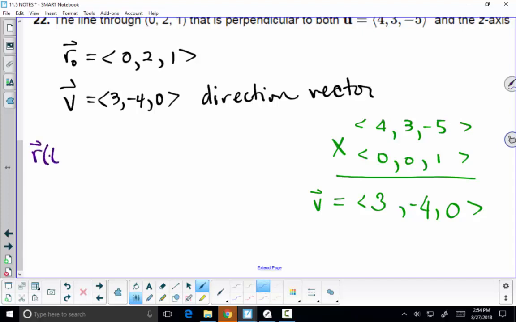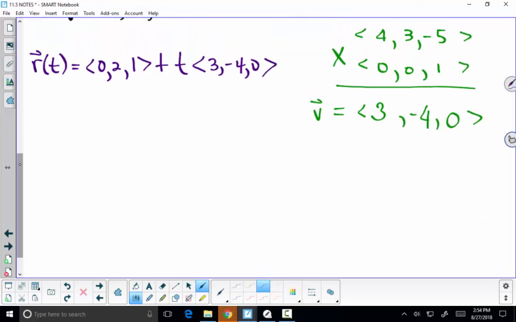So r of t is going to be r naught plus tv.